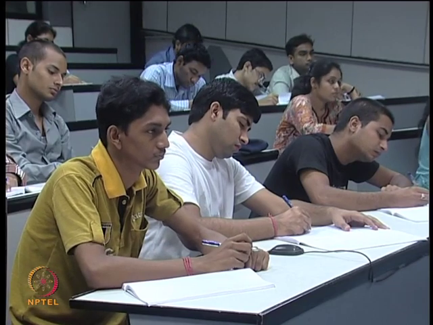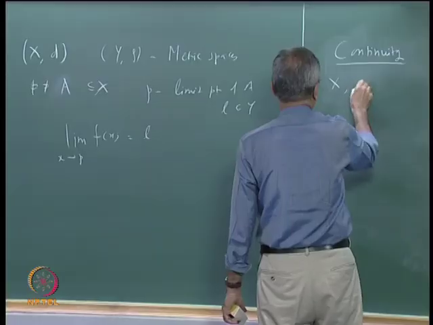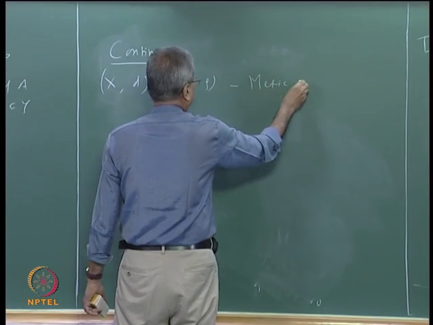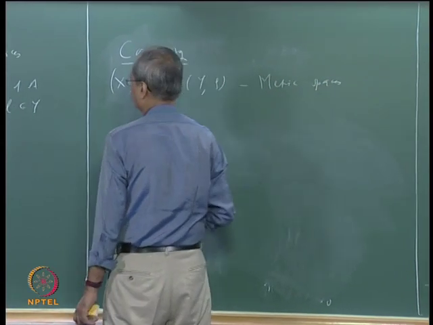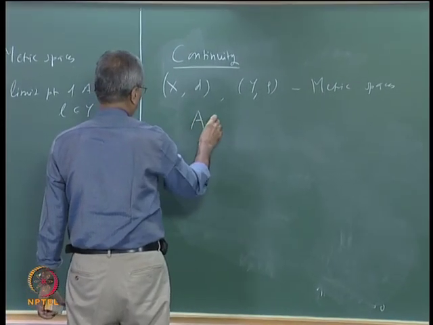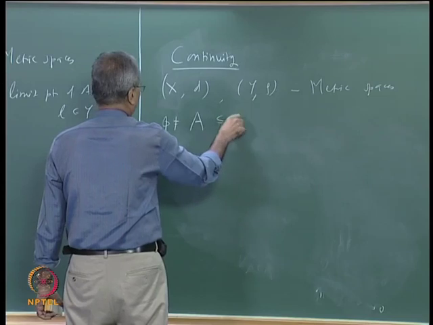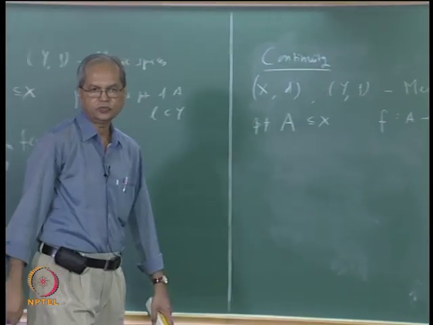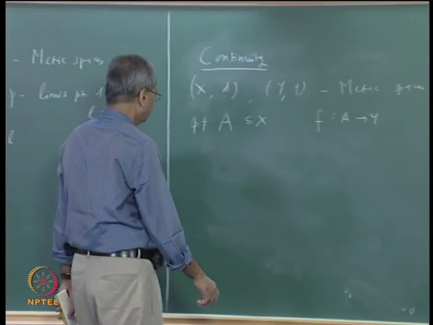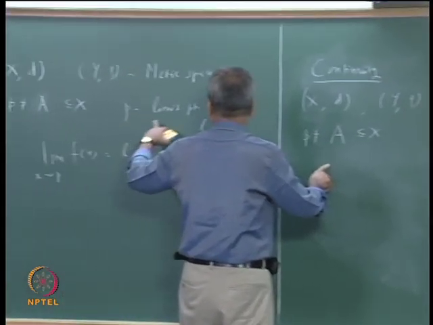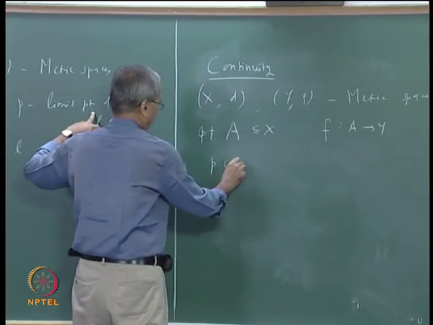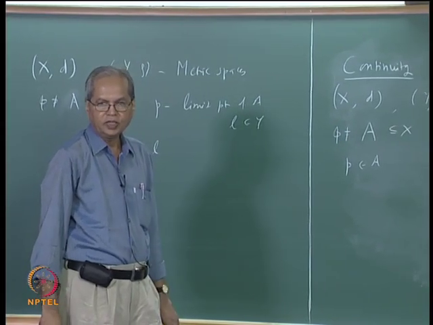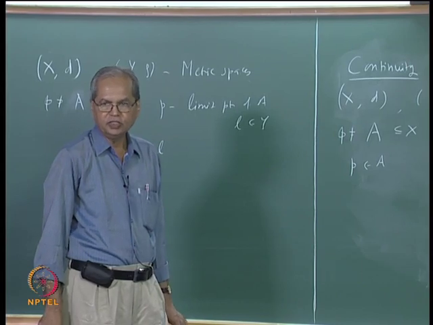Again, here also we shall take these two metric spaces as they are, (X, d) and (Y, rho). Again we will take a non-empty set A in X, and f is a function from A to Y. And this time we will take this point p not as a limit point of A, but as a point of A. P belongs to A. That means the function must be defined at that point. And then we shall define what is meant by saying that f is continuous at p.